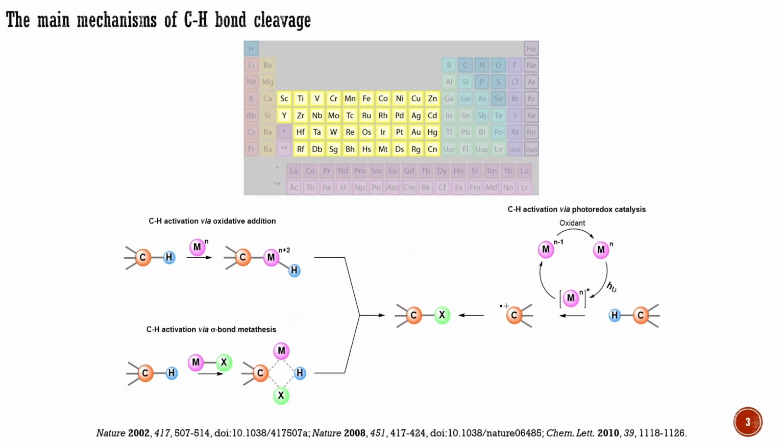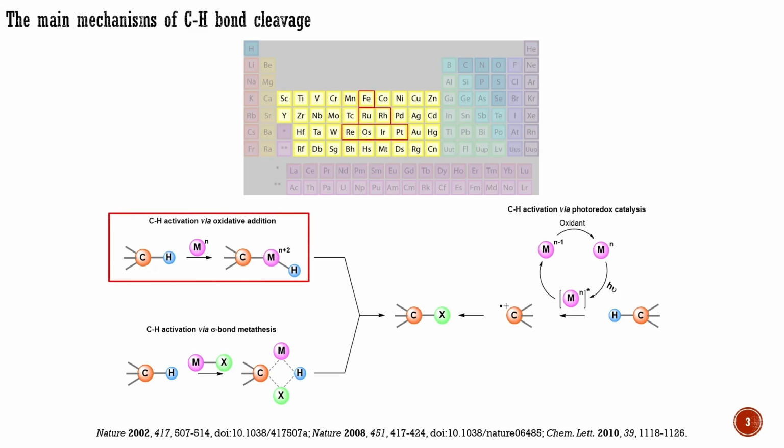Most transition metals are capable of activating and cleaving C-H bonds through one of the mechanisms I am going to describe. Here, I will show you only the stage of C-H bond cleavage. Later, complete mechanisms on representative examples will be discussed so you can see the full catalytic cycles. The following three mechanisms are typical for the activation of C-H bonds in all three hybridization states of carbon.